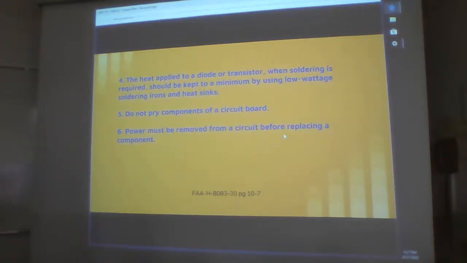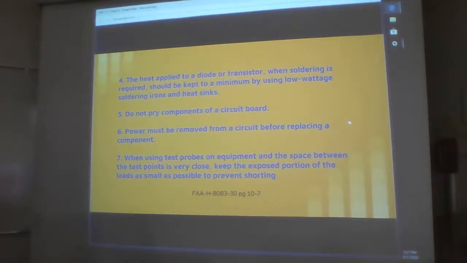Power must be removed from a circuit before replacing a component. That's always a good practice. When using test probes on equipment and the space between the test points is very close, keep the exposed portion of the leads as small as possible to prevent shorting.